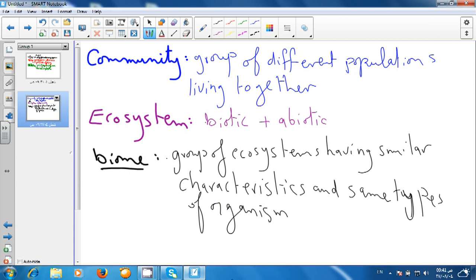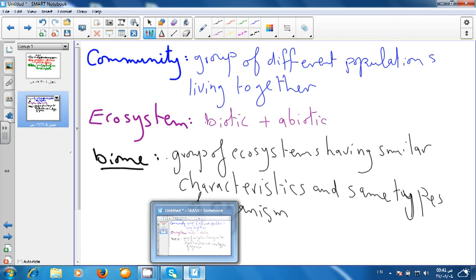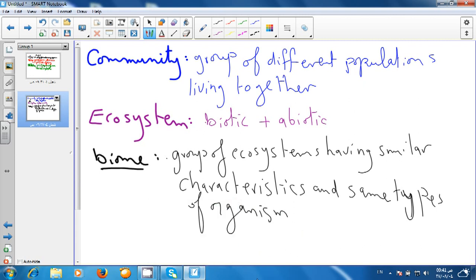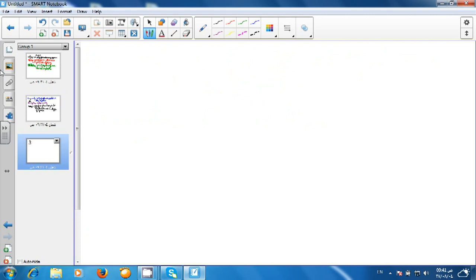Like, for example, when I say deserts, deserts are found in Africa, in many countries, in Asia, in Australia, in America. So when I say desert, wherever it is, it contains the same characteristics like shortage of water, sandy soil, plant density is very low, the number of organisms and different species is also low, the temperature is very high most of the year. So all the organisms, plants and animals, adapt to the problem of shortage of water and high temperature in any desert, wherever it is. So this is why desert is called a biome. Okay.